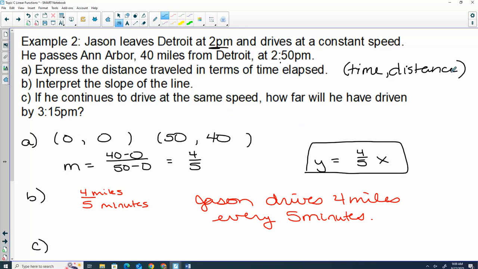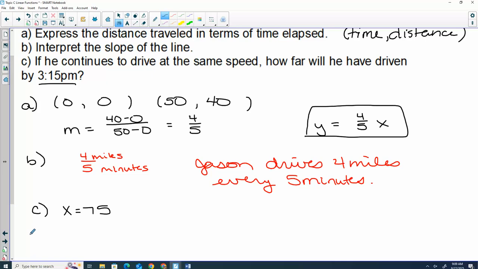So now we need to think. We measured our time in minutes. We started at 2. How many minutes does it take to get to 3:15? So that means my time is 75 minutes. So if we plug that in, well, you could do 75 divided by 5 if you wanted. That'd be 15. 15 times 4 would be 60.